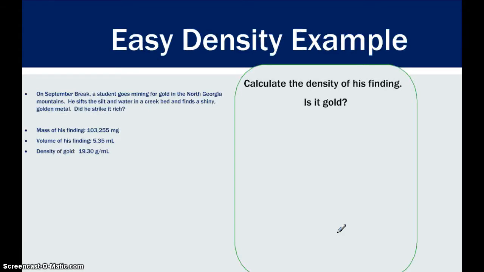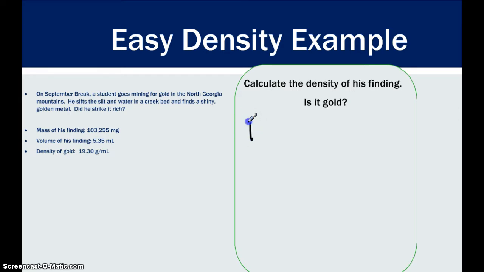So here's an example. A student goes mining for gold, and they find a metal, and it looks like gold, but there's only one easy way to tell if it really is gold, and that is by determining its density. The student got the mass of the gold and the volume of the gold, and the known density of gold was looked up in a table or on the internet. So if you can determine the density of the metal you found and it's the same as that, then you can be pretty sure that it's gold.